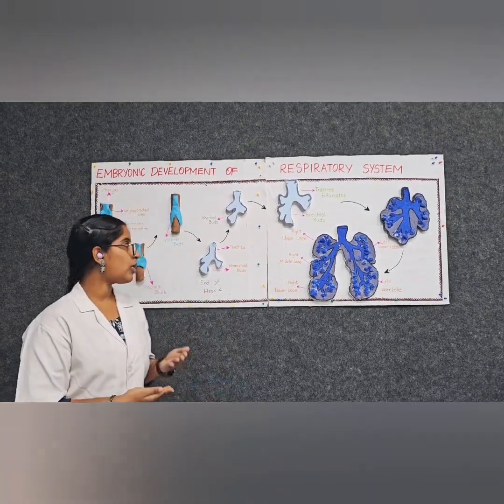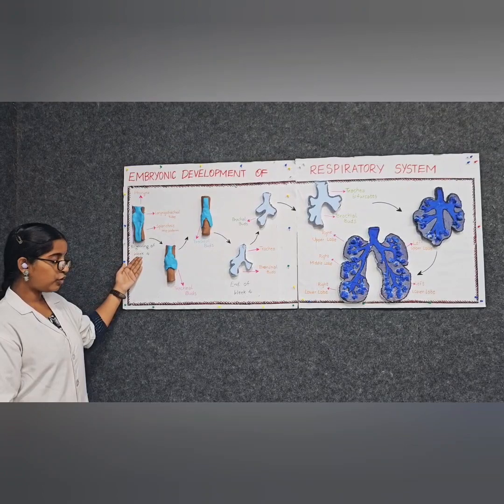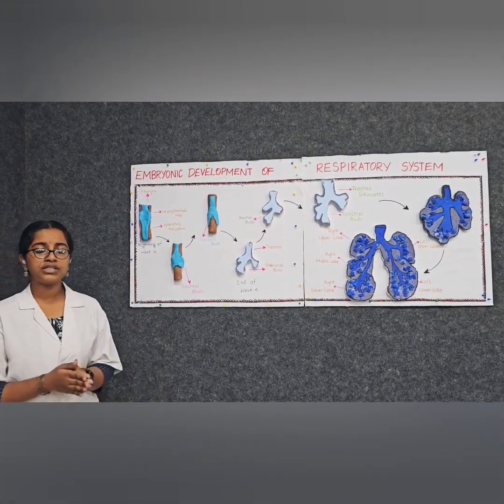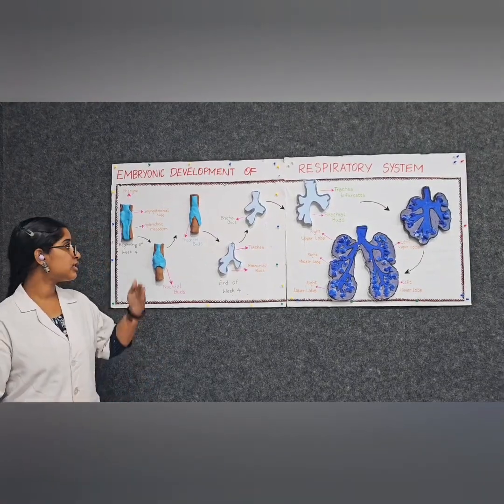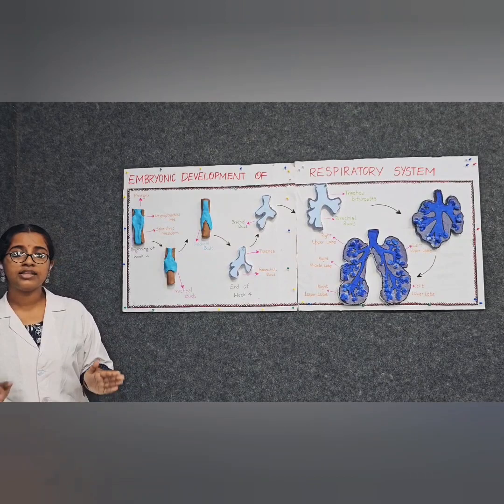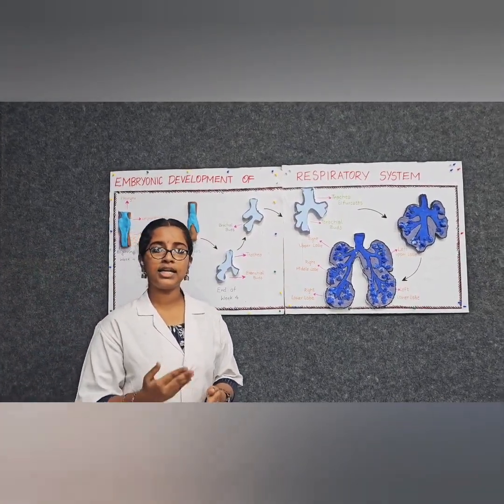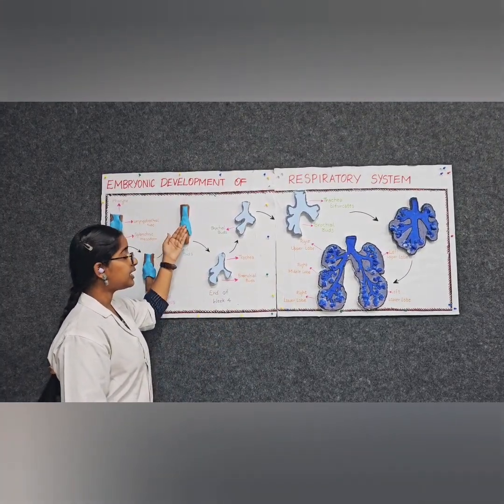Now coming to today's topic, embryonic development of the respiratory system. This starts at about the fourth week of intrauterine life. First, there is a ventral outgrowth in the cranial part of the esophagus which forms the respiratory diverticulum, which is also known as the laryngotracheal diverticulum. This diverticulum has two parts, the cranial part and the caudal part. The cranial part develops into the larynx, whereas the caudal part develops into the trachea.